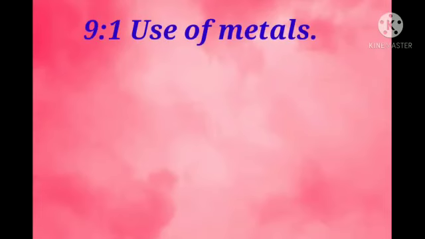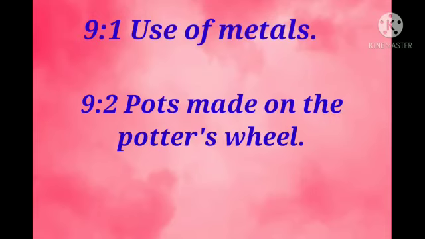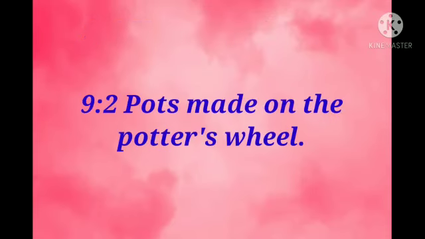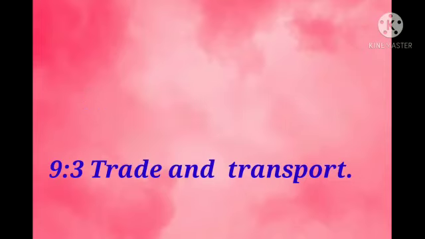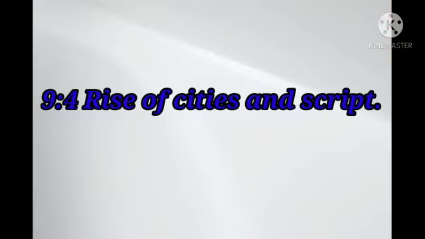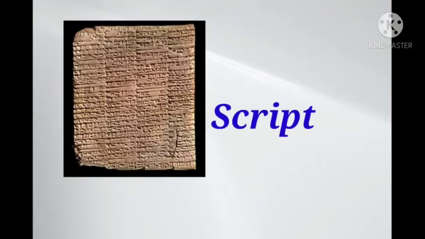Part 2. In the previous video, we have learned 9.1 Use of Metal, 9.2 Pots made on potter wheel, 9.3 Trade and Transport. And today we will learn 9.4 Rise of Cities and Script. Script means handwriting, or we can call it written characters.